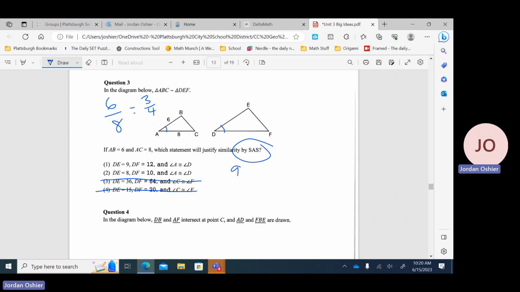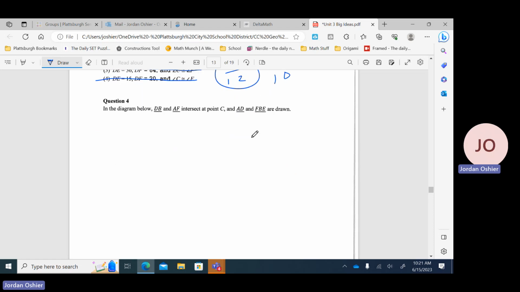So now I need to type in 9/12 and 8/10 and see which one gives me 3/4. It's going to be the 9/12 because that's also 3/4. And that's how you would get yourself through that one. You're just looking for a proportional relationship and then the sides making that SAS.